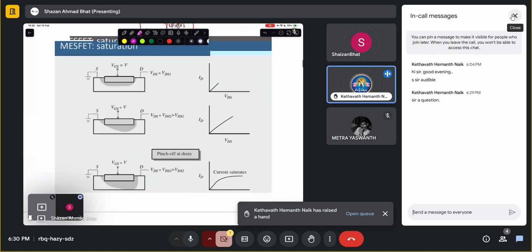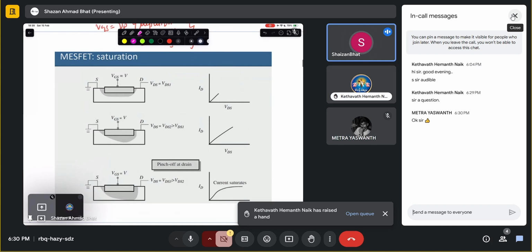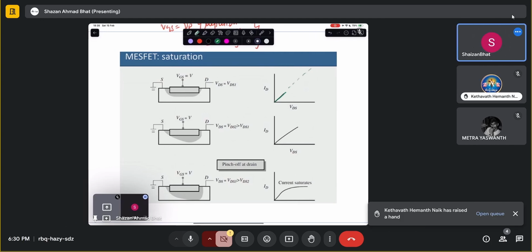If you have the diagram in the saturation region now, because the current is not going to keep on increasing till infinity. Okay, then what happens is that the current starts to saturate.